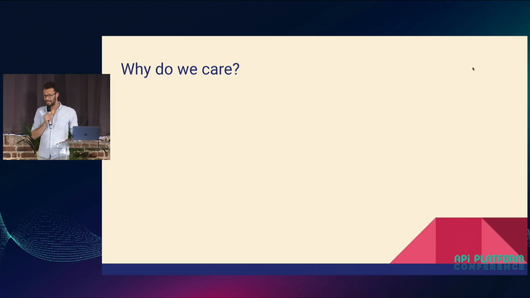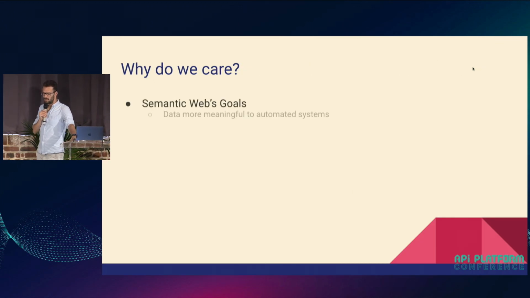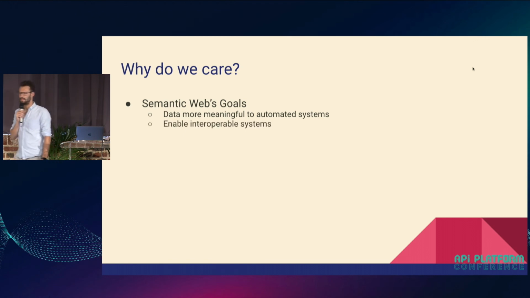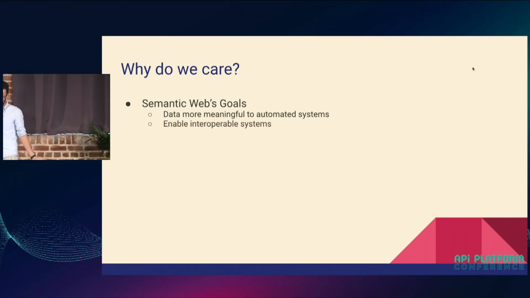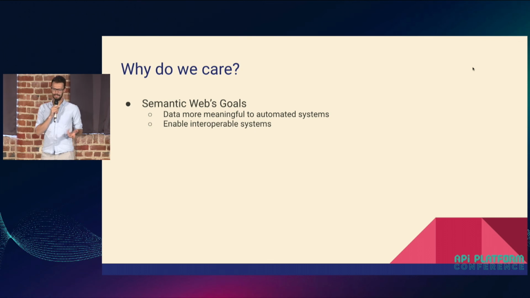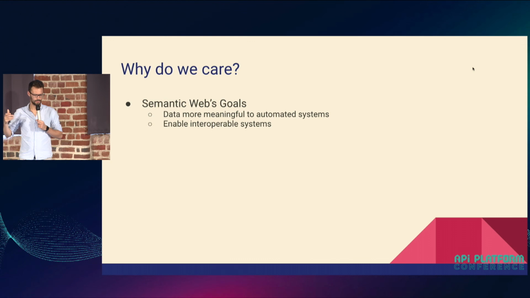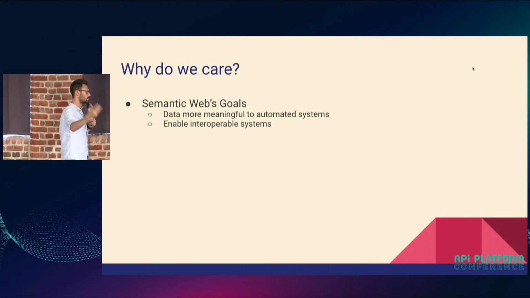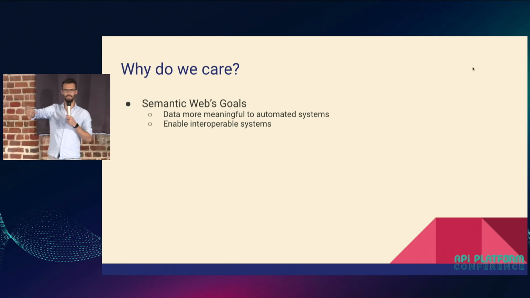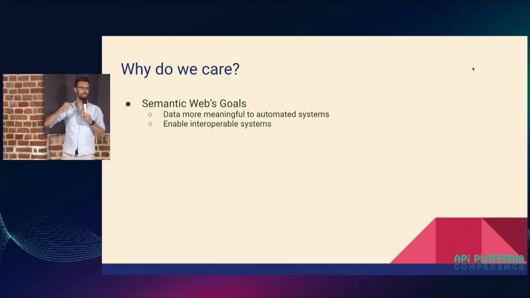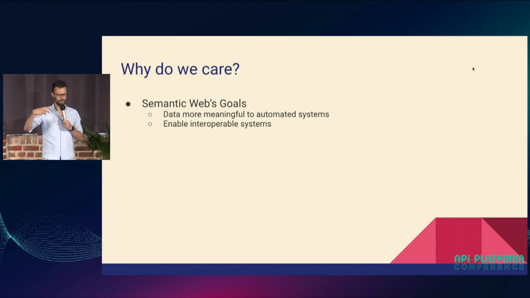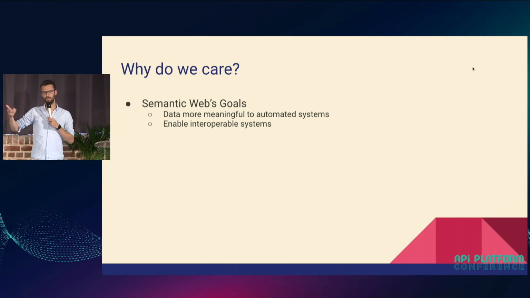Now, why do we care? There are two main goals for the semantic web as a whole. It's to create more meaning from the data that we have, so that automated systems, might be search engines, might be whatever things you will create, can actually understand the data that they read from various different sources in a better way. And ultimately, it's in order to enable interoperable systems.